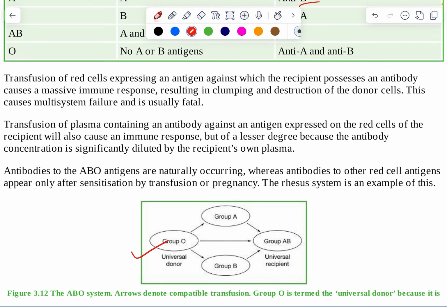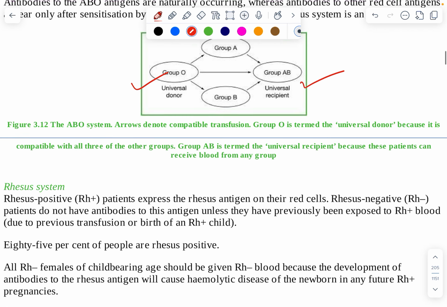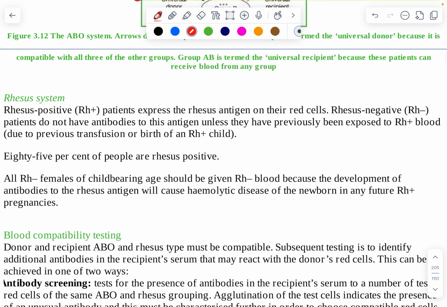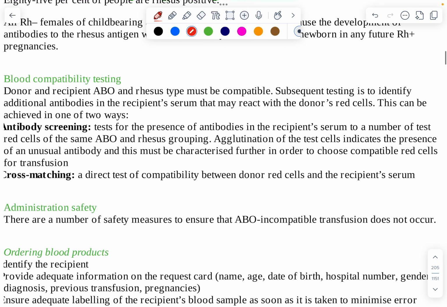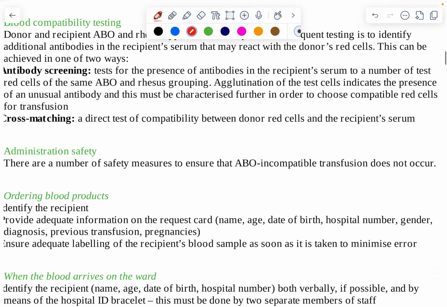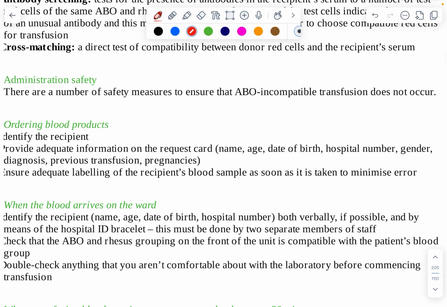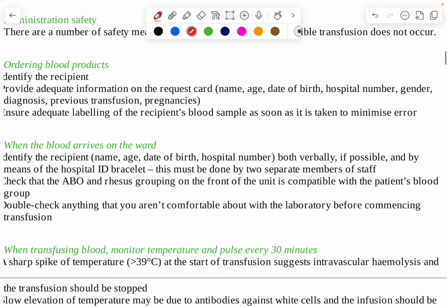So universal donor is O, universal recipient is AB. Rh negative. Rh antigen is on the red cells. Rh negative antibody is present in 85% of patients, causing blood incompatibility. So donor ABO, subsequent donors, antibody screening, cross matching is done, administration safety, ordering the blood products.